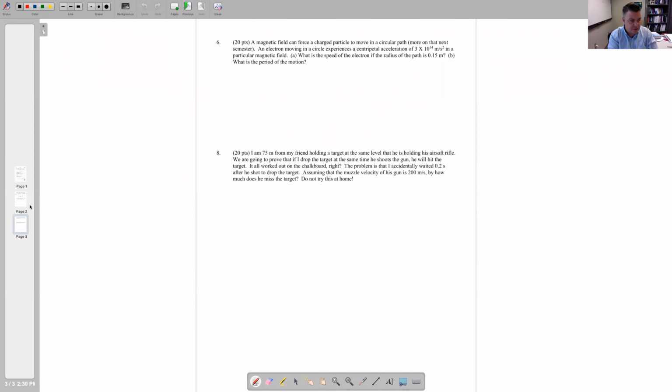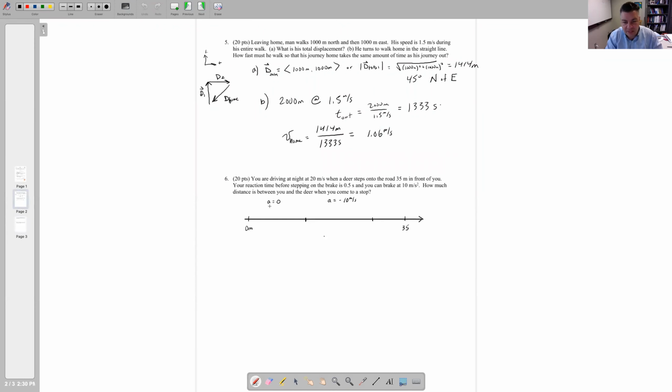Oh, sorry, I scrolled on accident. All right, this is me cruising along for that half a second, not changing my speed at all. So I start out here at 20 meters per second. And right here, I'm still going 20 meters per second because I still haven't stepped on my brake yet.